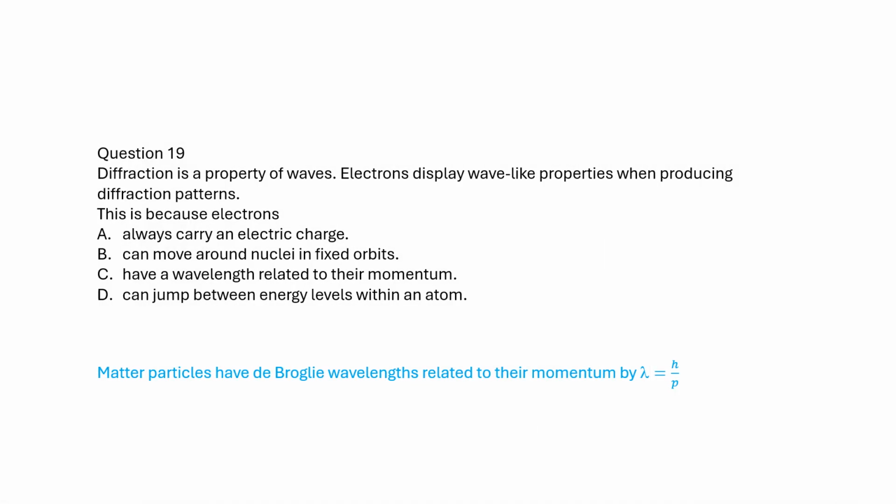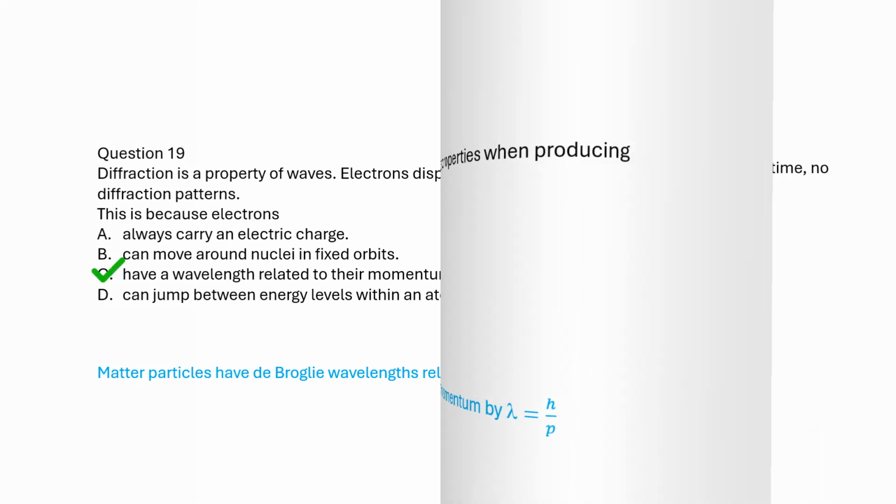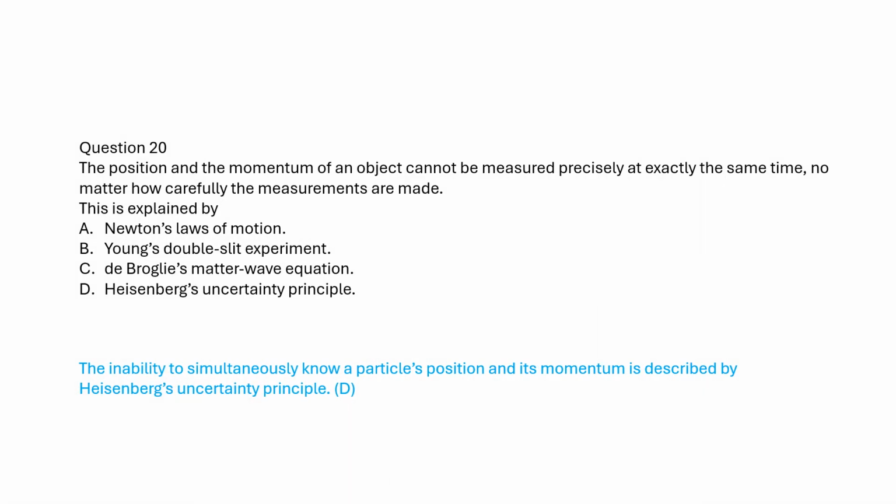Matter particles have de Broglie wavelengths related to their momentum. So, C is correct. Heisenberg's uncertainty principle describes the inability to simultaneously know a particle's position and momentum. So, D is correct.